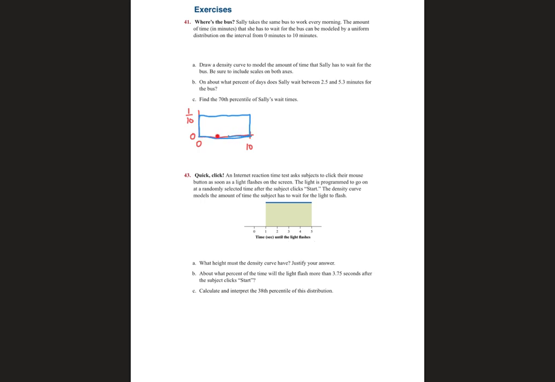Whatever this length is here, the height is just going to be the reciprocal. So if this length was 5, this will be 1/5. If this length was 3/2, this height would be 2/3. Okay, so that's just drawing a density curve. We label both axes, and we could even label it, this is minutes. Okay, actually, let me put it down here a little bit.